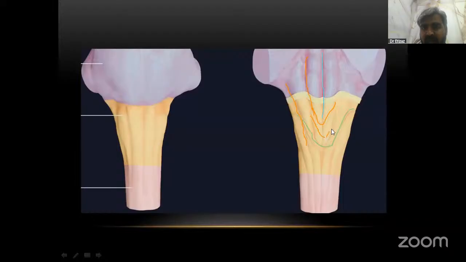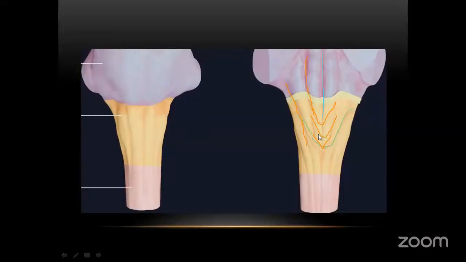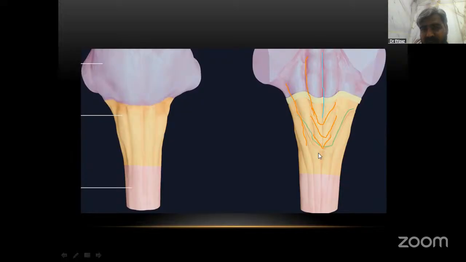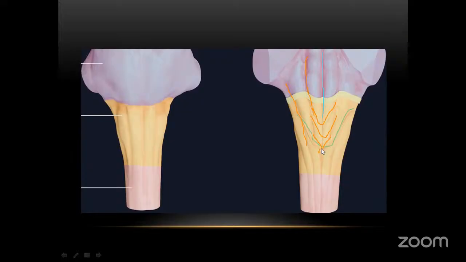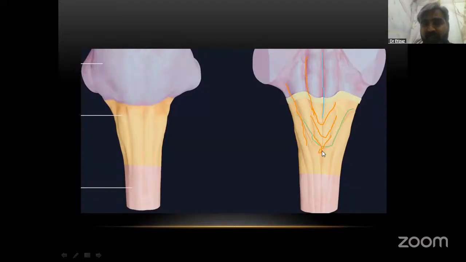What about this one? Vagal triangle. And the last one, that is a very small one. It has some demarcation here, but not figured here. That is the area posterior. Excellent. And only a small bulge is here. That is called the obex. That is the direct communication with the central canal. So this is the superior portion.